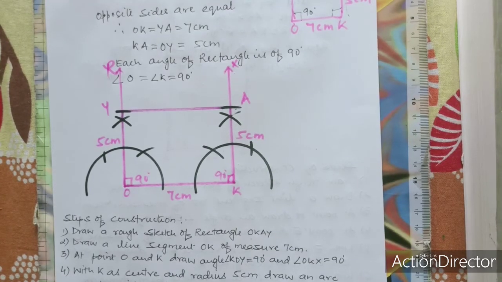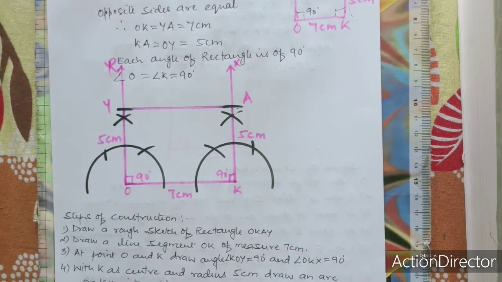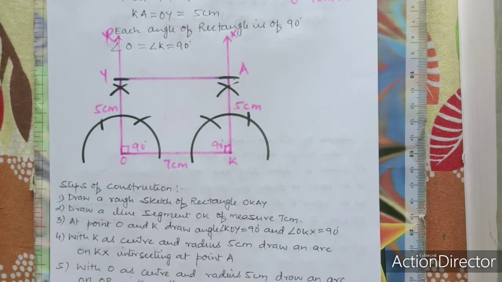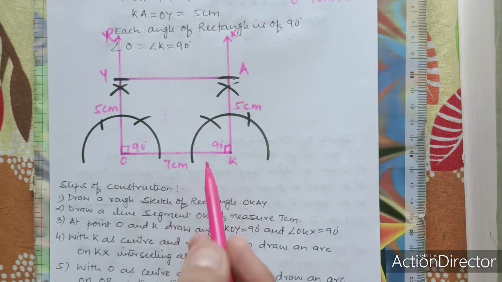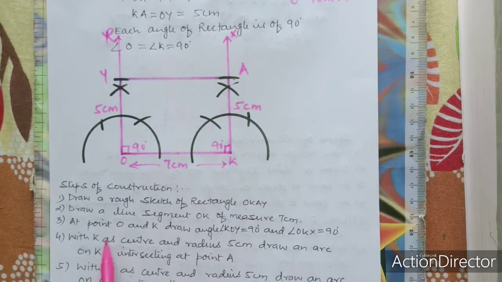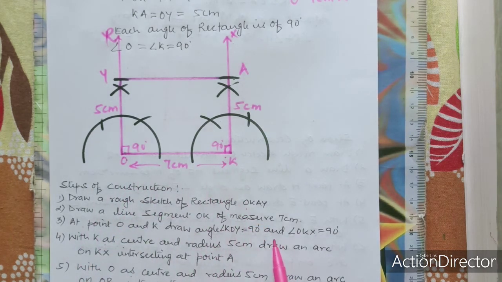Now steps of construction of rectangle OAKY. Draw a rough sketch of rectangle OAKY. Draw a line segment OK of measure 7 centimeter. At point O and K, draw an angle of 90 degree.